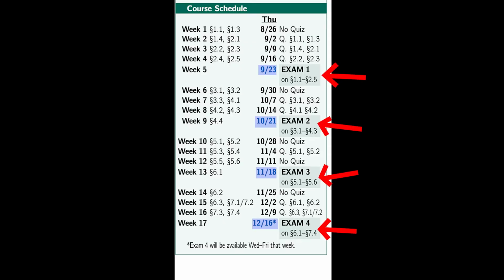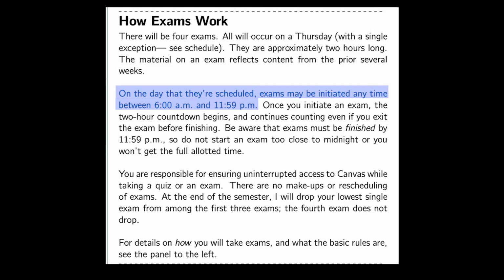Every few weeks there will be an exam, which covers all of the content from the prior several weeks. You can see exactly when each exam is and what it'll cover by consulting the schedule on the syllabus. On the day of an exam, you may take it at any time between 6 a.m. and 11:59 p.m. Exams are timed, and they are set to be exactly 2 hours in length.